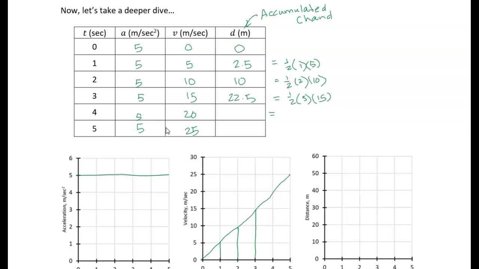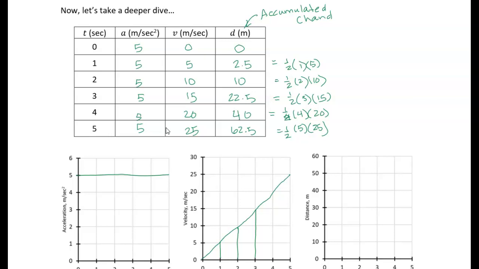If we go on to the fourth second, we have a base of 4 seconds and a height of 20, which gives us a total distance of 40. Whoops, I wrote 1/4. I meant 1/2. Okay, and then 1/2 base times height. So at this 5th second, our distance is what we calculated before, which is 62.5.